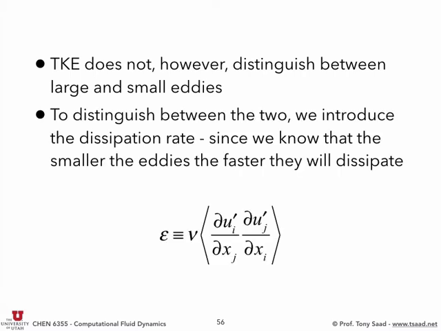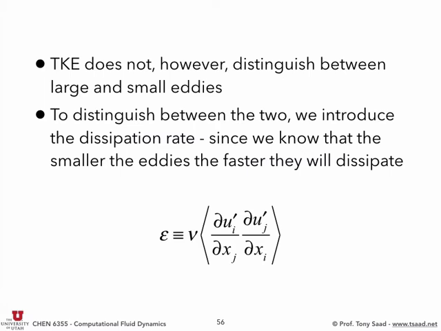And this is where we introduce the dissipation rate, and it's defined as this tensor: epsilon equals nu times du_i/dx_j times du_j/dx_i, primed. That's the definition of epsilon. And this leads us to the first two equation model, the most popular, called the k-epsilon model.